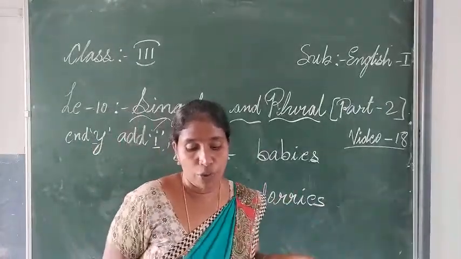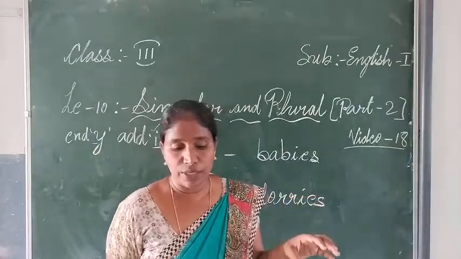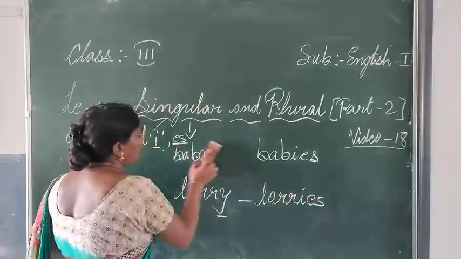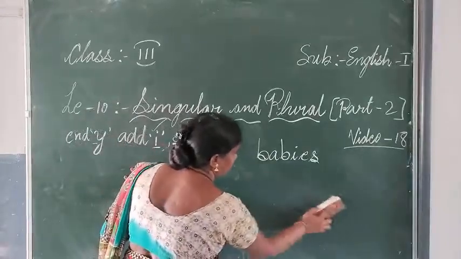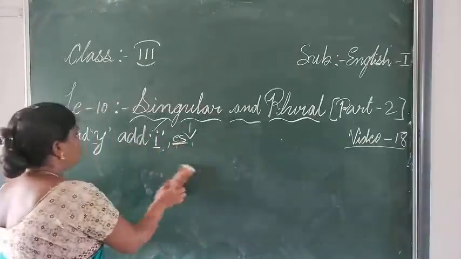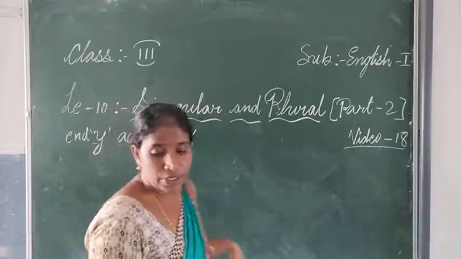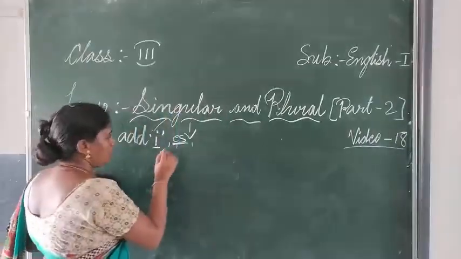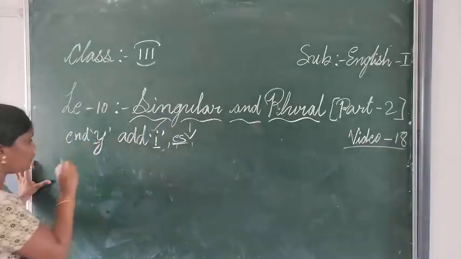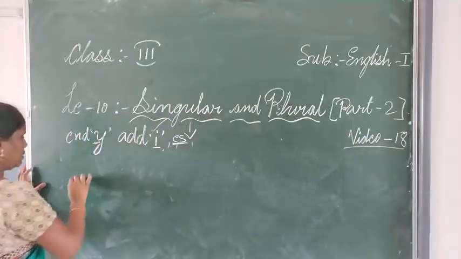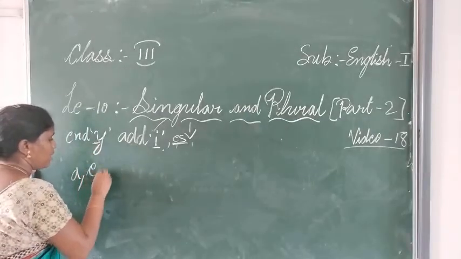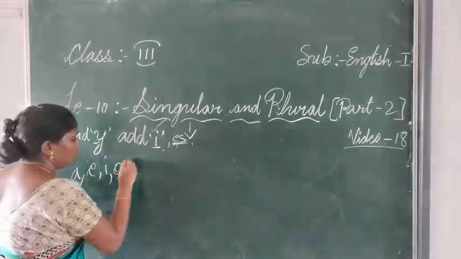For some words, if there is a vowel before the Y, if the word has a vowel before the Y, what are the vowels? A, E, I, O, U.